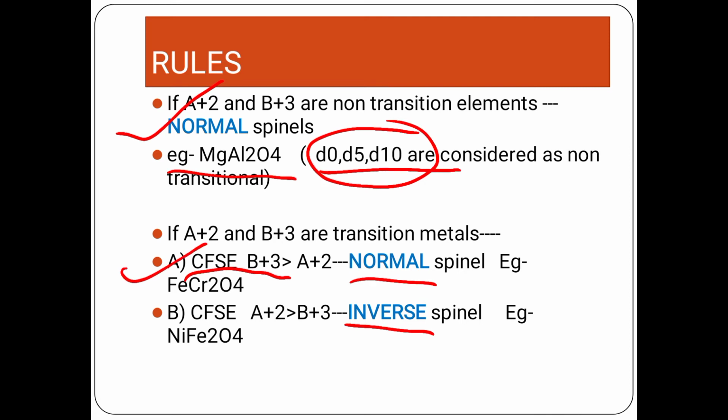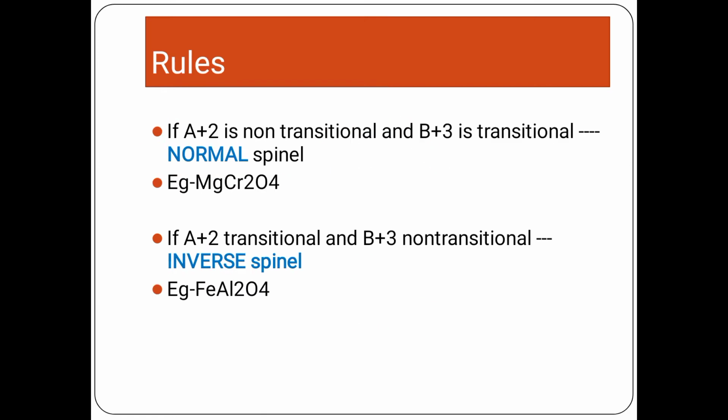When you have the CFSE of B plus 3 greater than A plus 2, you call it normal spinel. And you know the reverse of it is your inverse spinel. Okay, so we have studied two rules. Coming to the third rule.